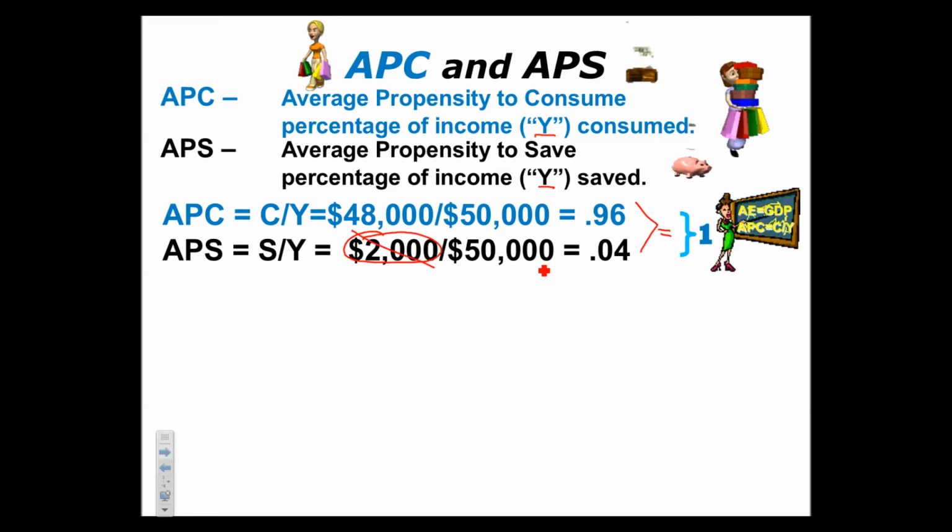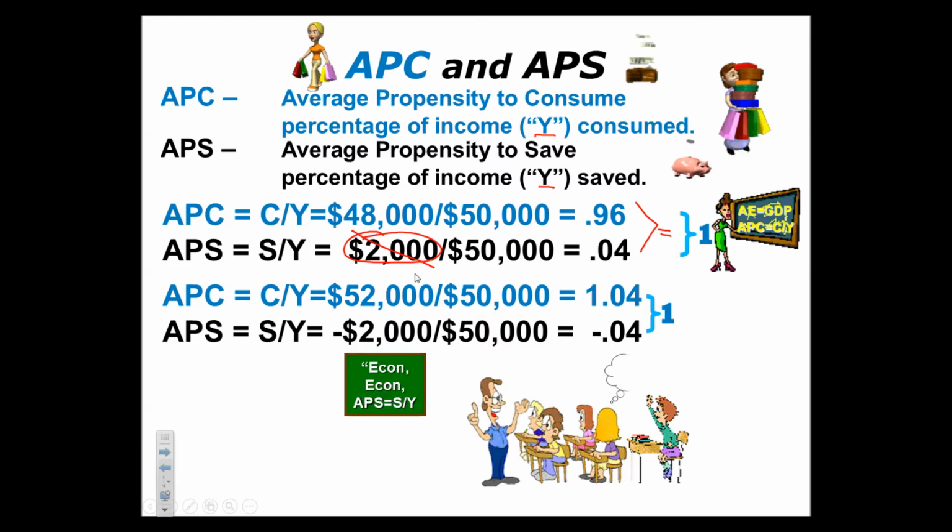You would still know that it's 2,000 because you can only do two things with your income. You can spend it or you can save it. So we know that if you spend 48,000 of your 50,000, then the rest of it you're saving. Okay? Here's another example. And this also happens.